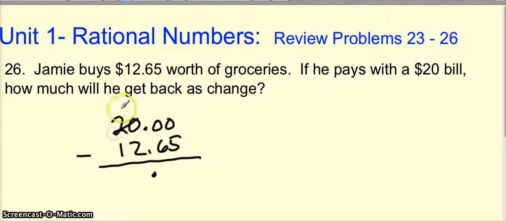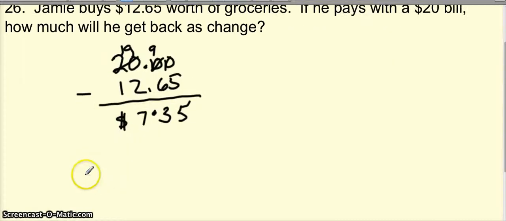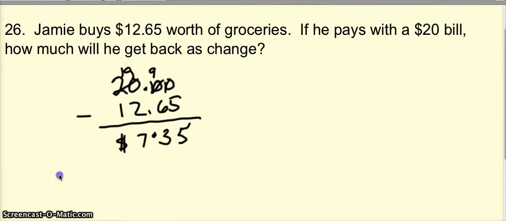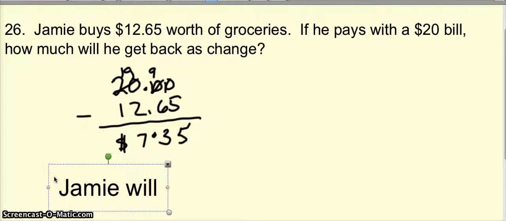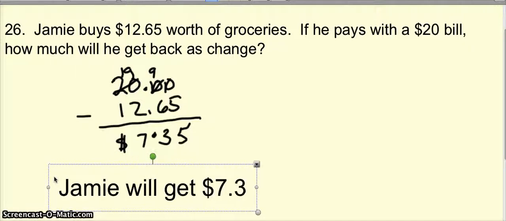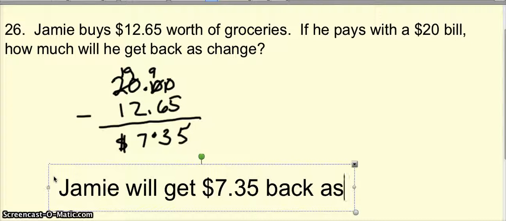We want to borrow, so we're going to change this 20 to 19. This becomes 10. We can borrow from that. That will become 9. So 10 minus 5 is 5. 9 minus 6 will give me 3. 9 minus 2 will give me 7. And 1 minus 1 is 0. So we can say that he will get back $7.35 as change. So again, we can just type that out. Jamie will get $7.35 back as change.